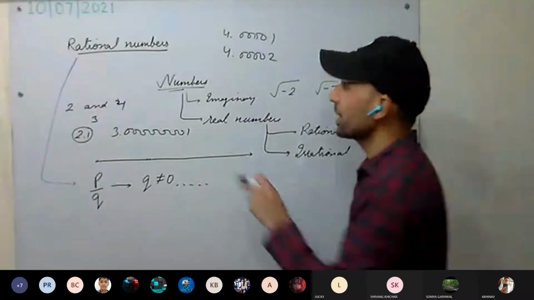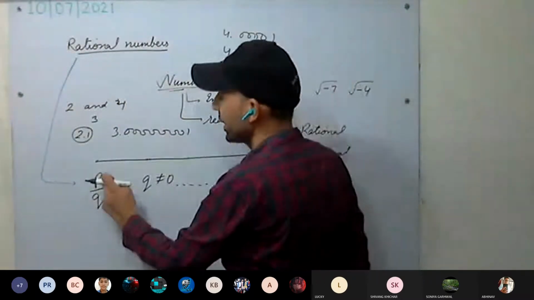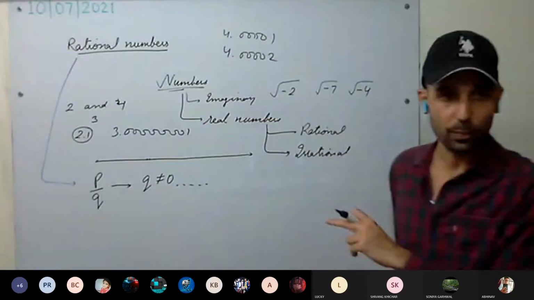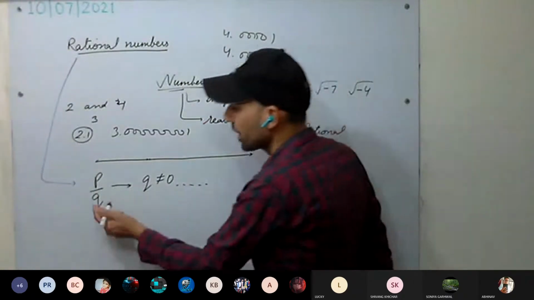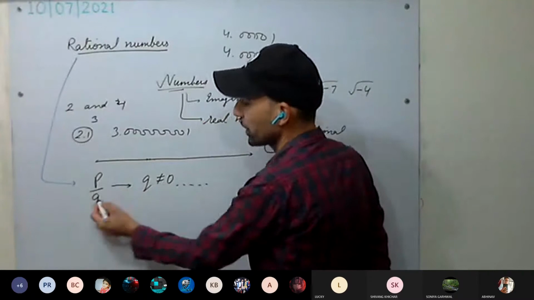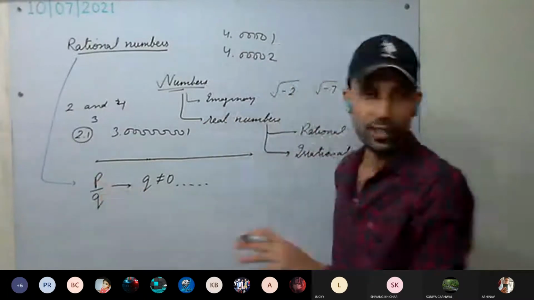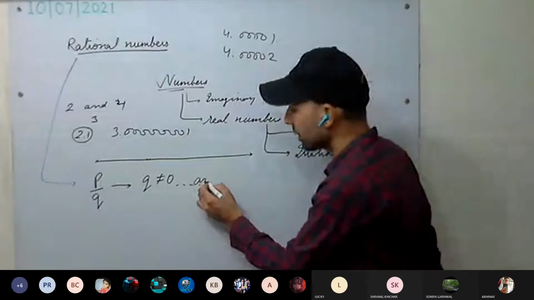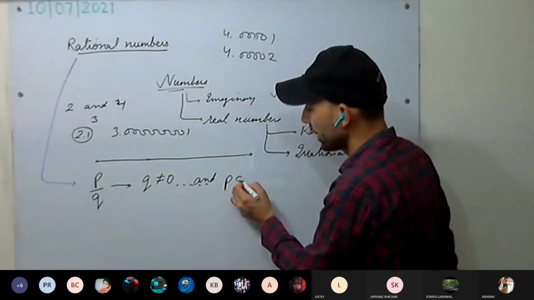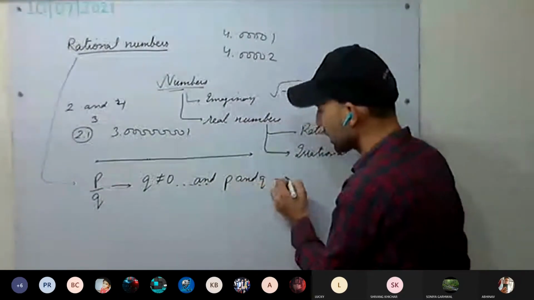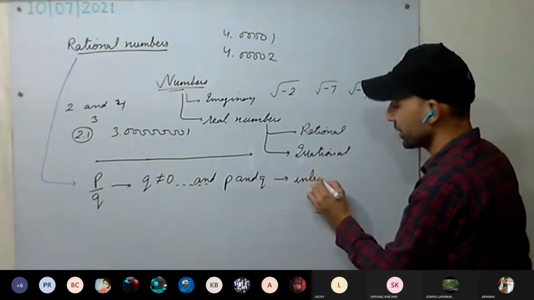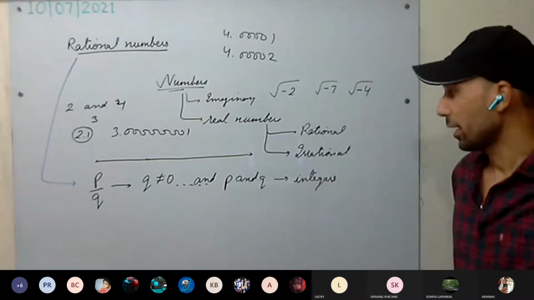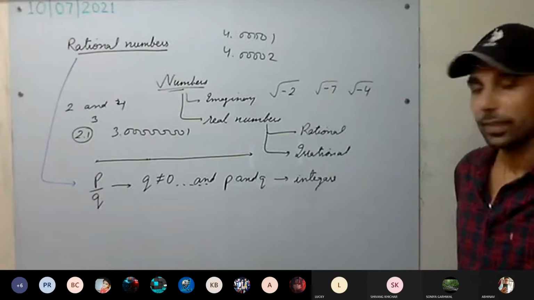Okay. So see here, how is a rational number defined? It can be expressed in the form of P by Q, where denominator not equal to 0. If the denominator becomes 0, it becomes undefined. Yes or no? And P and Q must be integers. They must be integers. Okay.